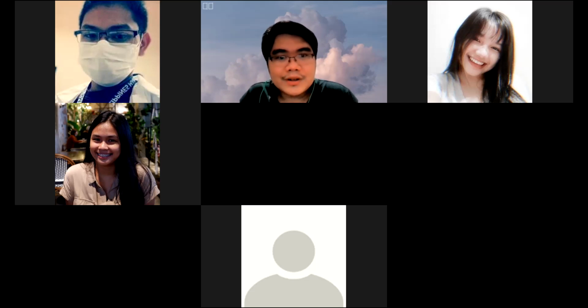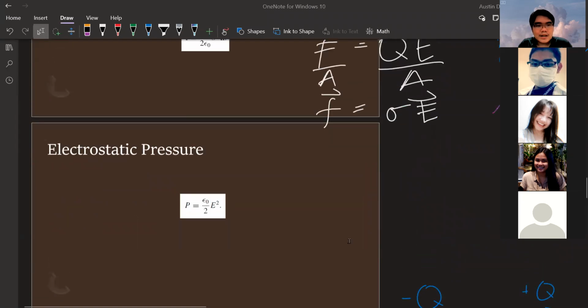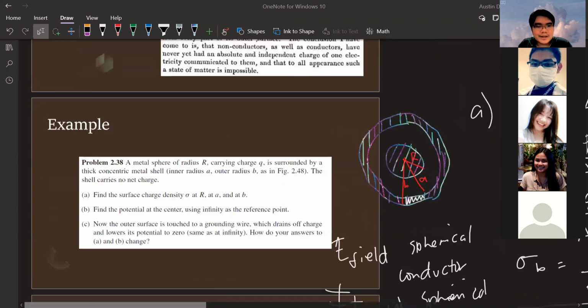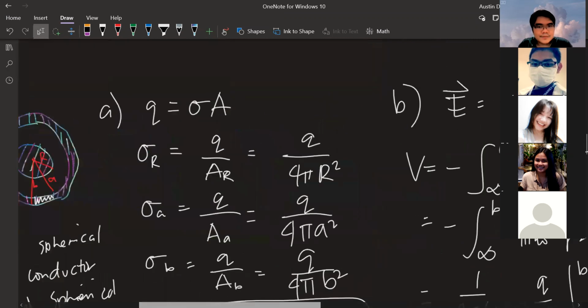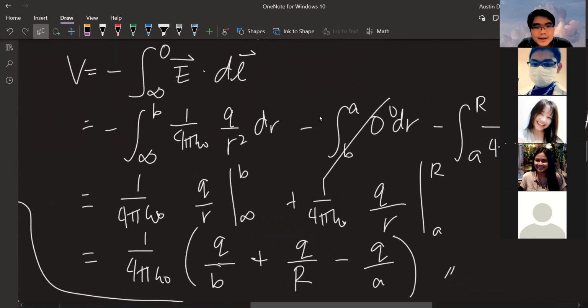Sir, sa problem 2.38, nakakalito po i-determine yung charge sa bawat bound. Pwede po pa-explain fully kung bakit zero yung 2 sa 2 bounds. Okay, we're gonna go with that. Share screen ko lang ulit yung problem natin. Okay, kita na ba? Problem 2.38. Okay, so saan nalito? Sir, nakakalito po i-determine yung charge sa bawat bound.